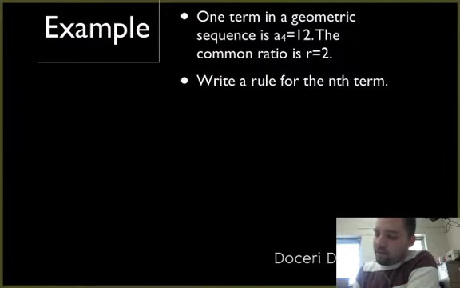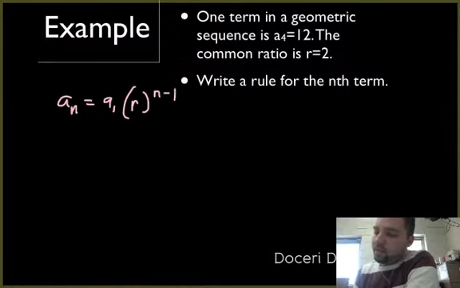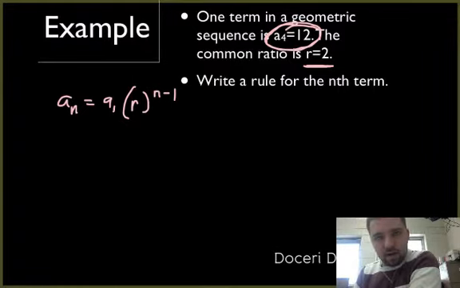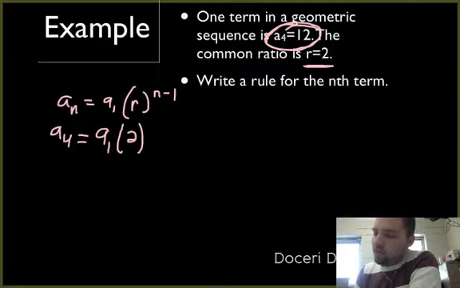Remember what my formula is. It's a sub n equals a sub 1 times r raised to the n minus 1. And here, I know that a sub 4 is 12, and I know the common ratio r is 2. If we plug all that in there, I think we'll be down to one variable that I can solve for. So let's plug in: a sub 4 equals a sub 1, I don't know that, times r, which is 2, raised to the n minus 1. Well, my n is 4, so this is going to be raised to the 4 minus 1, which is 3.